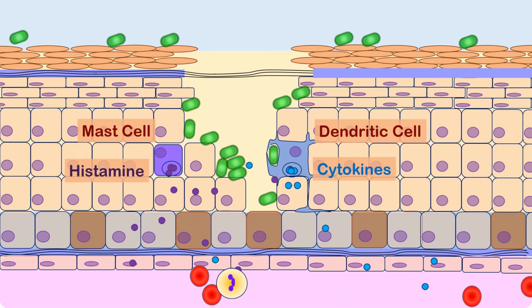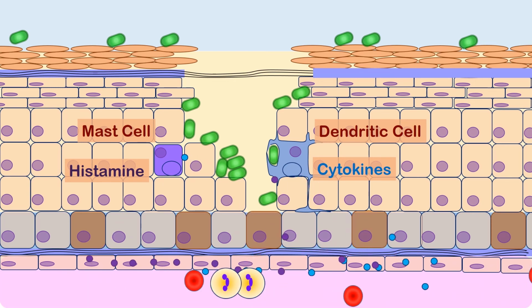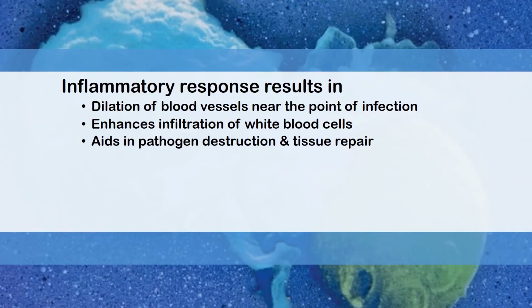So as you have that wound, you then have histamine and cytokines that are being produced by the mast cells and the dendritic cells. This begins to attract other cells such as macrophages and neutrophils to the area. The inflammatory response results in first the dilation of the blood vessels near the point of the infection. Second, it enhances the infiltration of white blood cells. And third, it aids in the pathogen destruction and tissue repair.